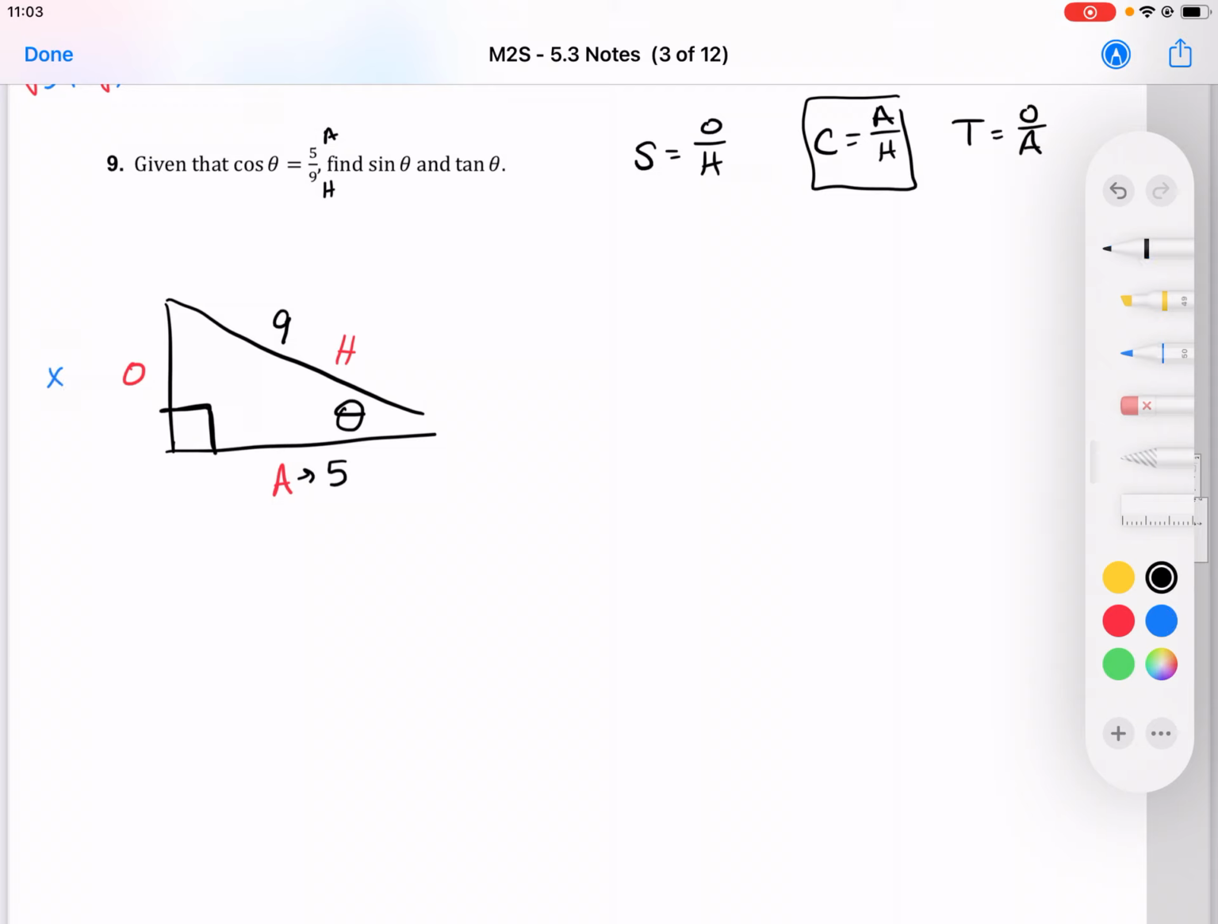And I always start with the hypotenuse, which is 9. So we have 9 squared equals x squared plus 5 squared. 9 squared is 81. 5 squared is 25. Then I'm going to subtract both sides by 25. So 81 minus 25 is 56. And then go ahead and take the square root of both sides.